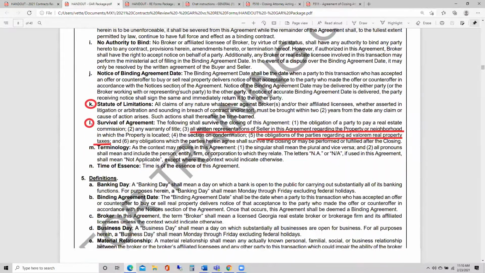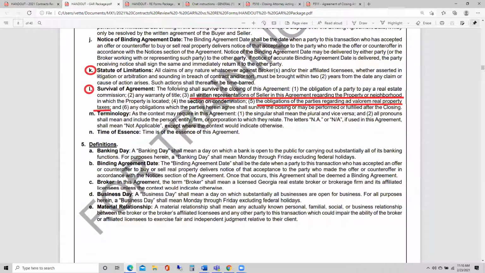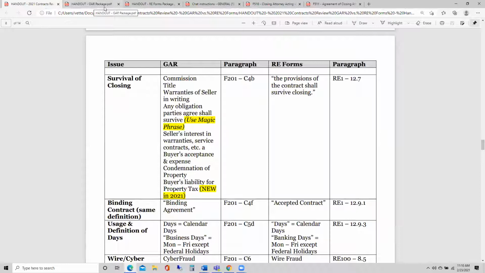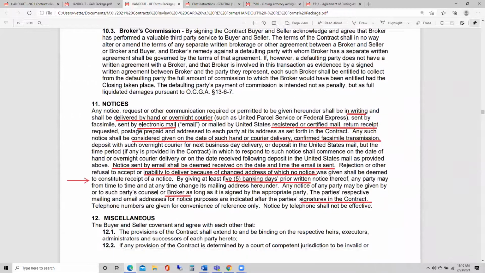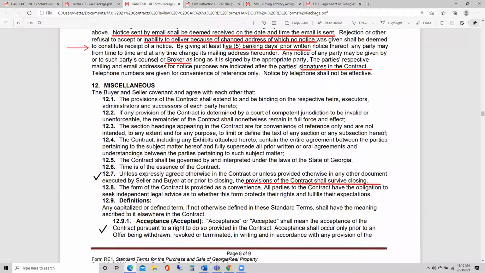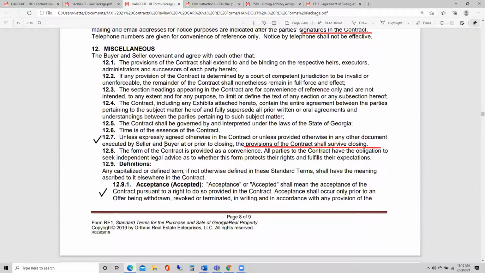In the GAR contract package, it is in this section, and it states specifically what survives closing. In the RE forms contract package, let me start with the RE. The RE contract package states the provisions of the contract shall survive closing, meaning anything and everything that the buyer and the seller agree to survive the closing.